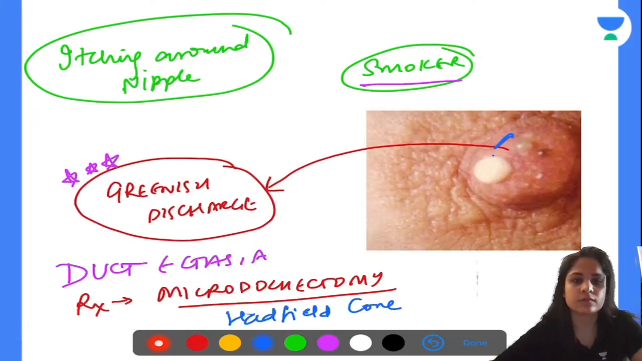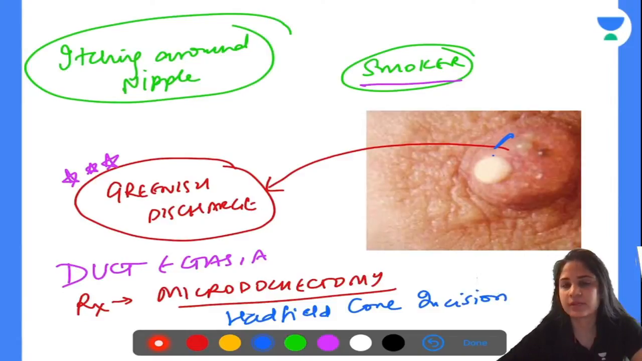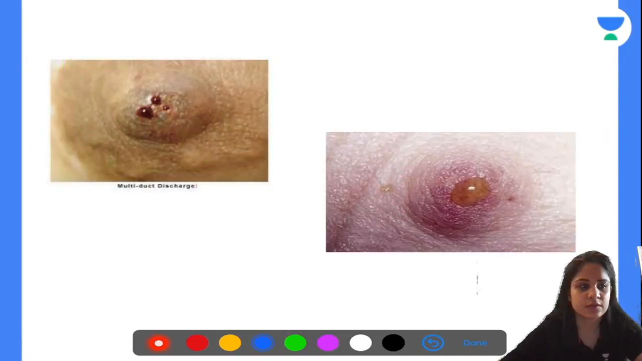Okay. So this is how you diagnose ductectasia and this is how you treat ductectasia. Now just like you have greenish discharge from the nipple, you also have other colored discharges from the nipple. So you have to tell me if the patient comes with a bloody discharge from the nipple, then what is your diagnosis?